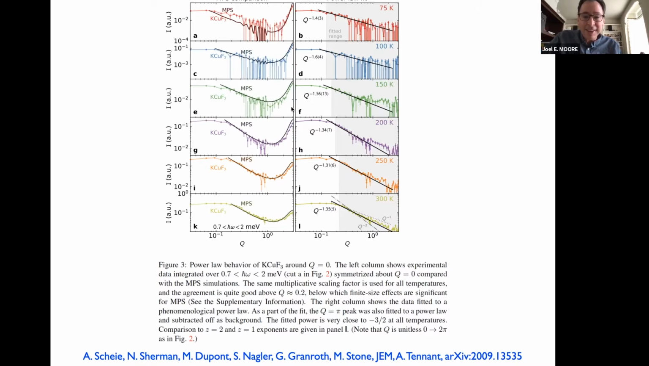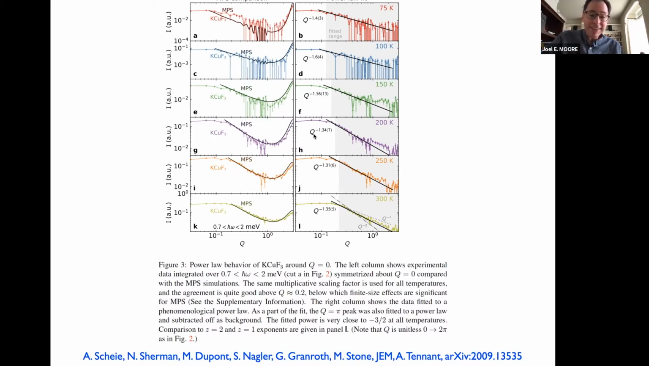The colored dots are a lot of neutrons. And then there's the best power law fit. And the numbers hop around a bit. It is the real world, but they're a lot more consistent with Q to the minus 1.5, which is the KPZ behavior, than with either diffusion or ballistic behavior.